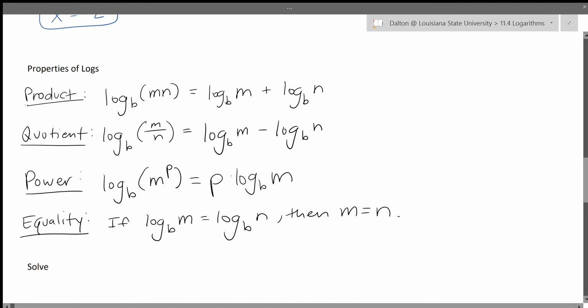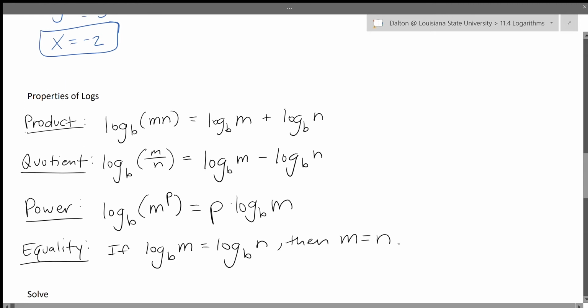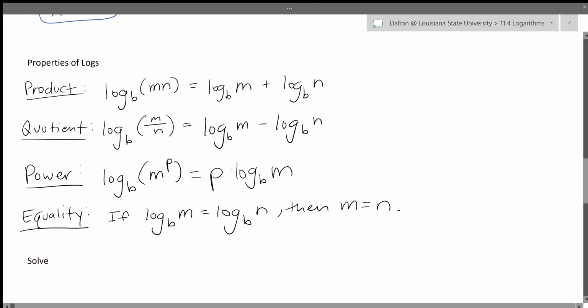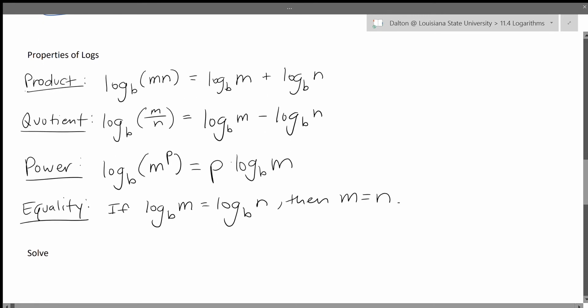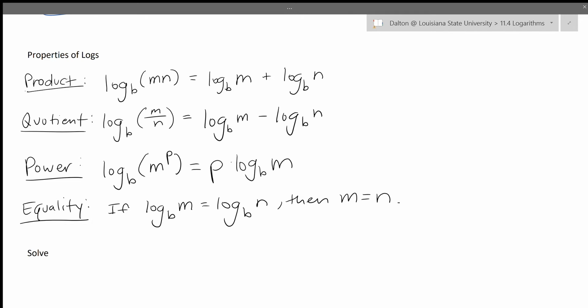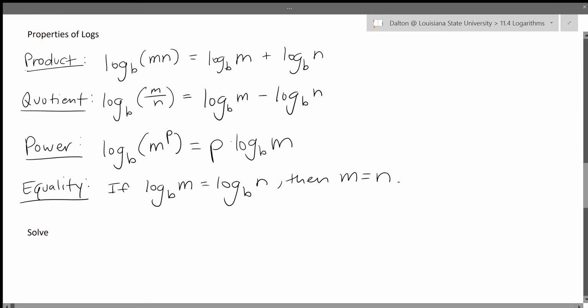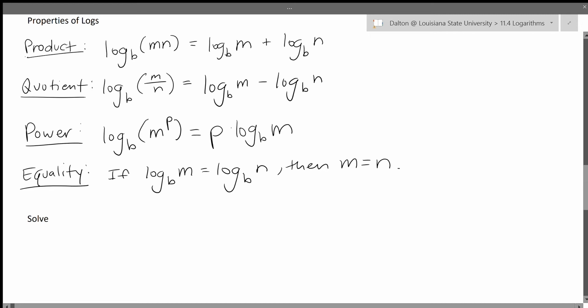And that's essentially what we did in the example that we just finished, right? We got 5 to the x power equals 5 to the negative second power. So in those cases, we ended up having the same base of 5, which meant that the exponents would have to be equivalent as well to make that equation true. So here are your properties. And we're going to do 4 examples practicing how to use them.